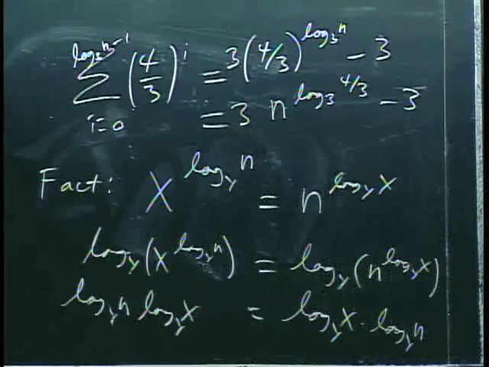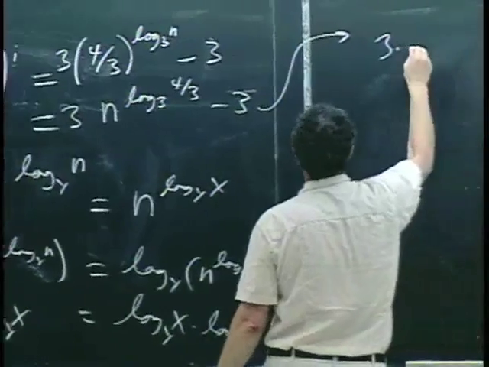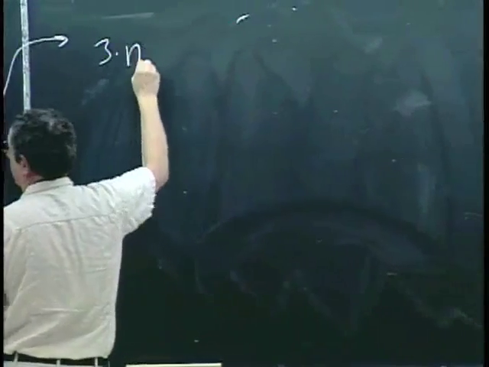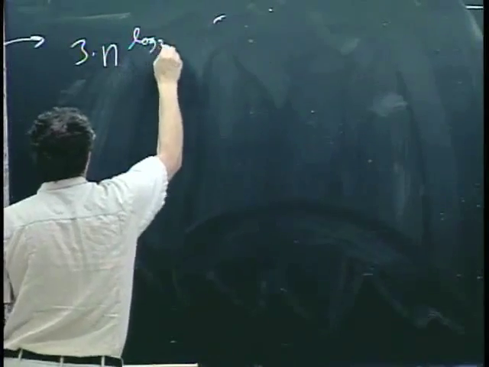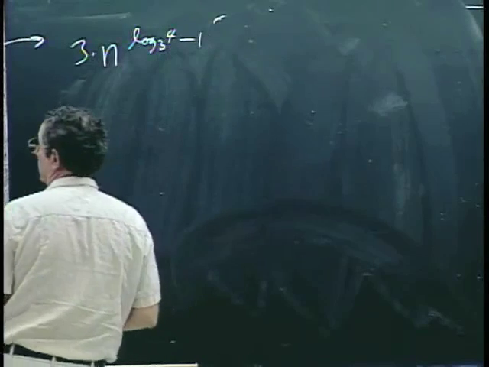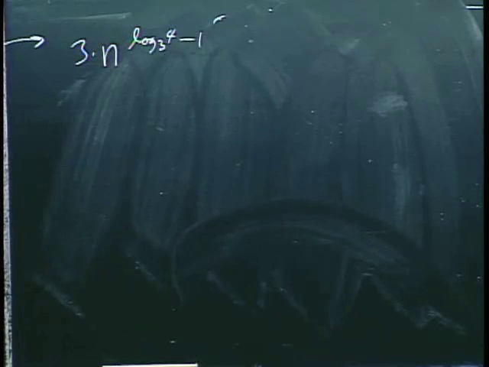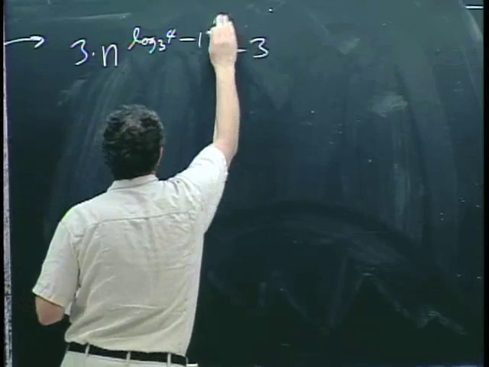So let's do that. So this thing is equal to 3 times n to the log base 3 of 4 minus 1. Okay, well, we had log base 3 of 4 minus log base 3 of 3, and log base 3 of 3 is just 1. Okay? 3n to the log base 3 of 4 minus 1, minus 3. Okay, did I forget some?